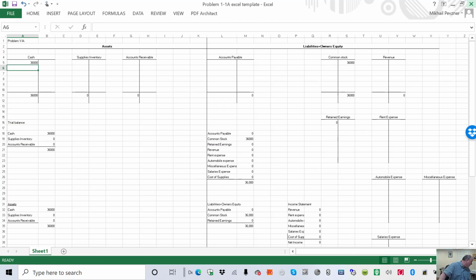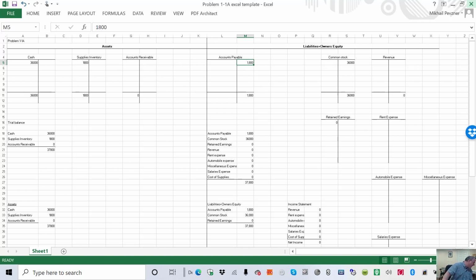Second entry, entry B, purchase office supplies on account $1,800. The office supplies is an asset that goes up $1,800. To purchase it on account, meaning they promise to pay later. That's an account payable. That's a credit of $1,800.